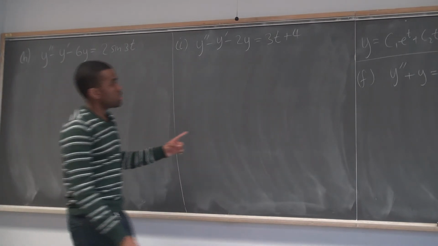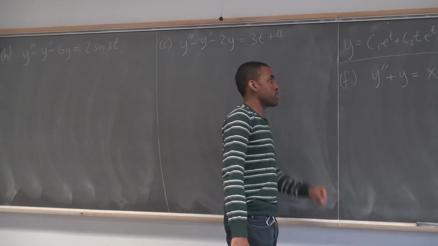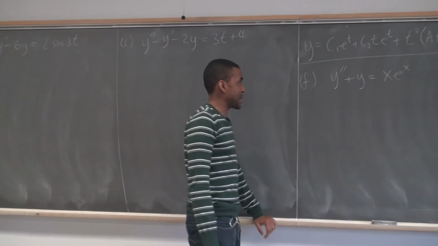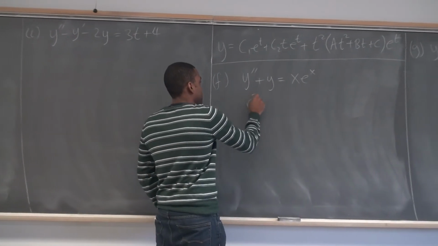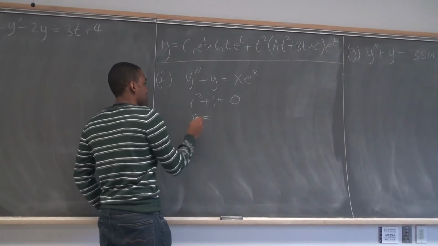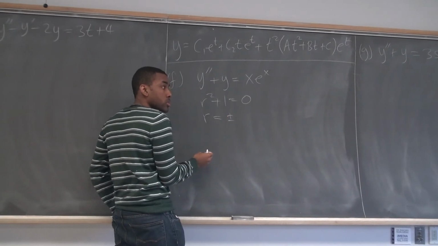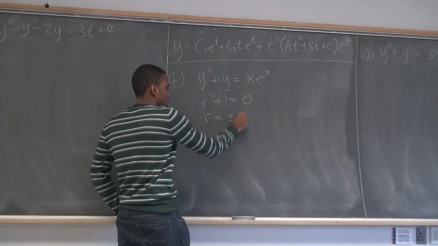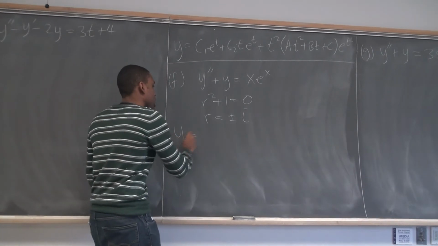We actually started here. Okay, y double prime plus y equals x e to the x. What's the first step? r squared plus r equals 0. What is r? Plus or minus 1? No, plus or minus i. We have complex roots here. So what does that mean yh looks like?